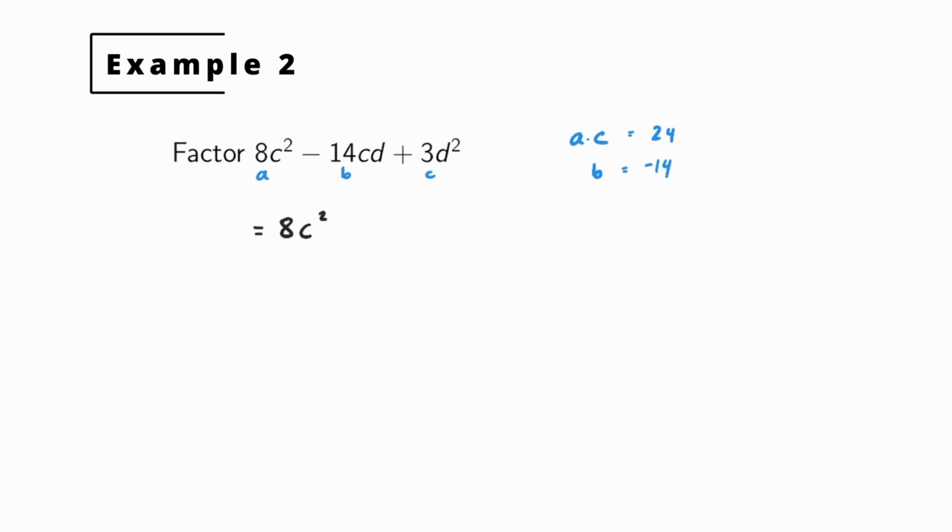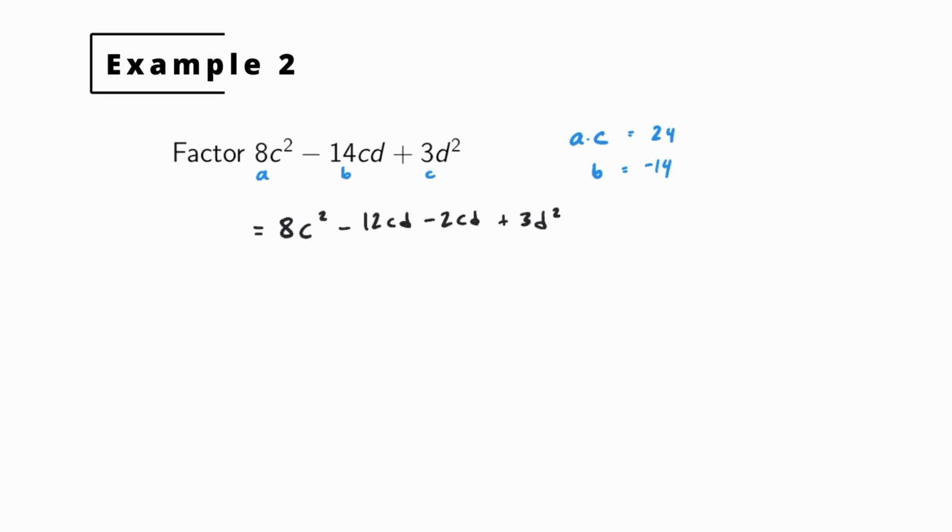8C squared minus the first one I said was 12CD, and the other one was negative 2, so negative 2 and negative 12. Okay, so we break up negative 14CD into negative 12CD minus 2CD. And then we have plus 3D squared over here.